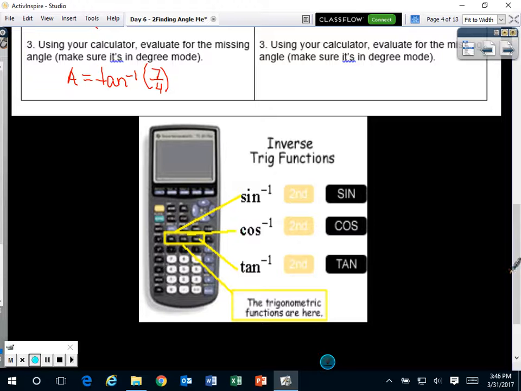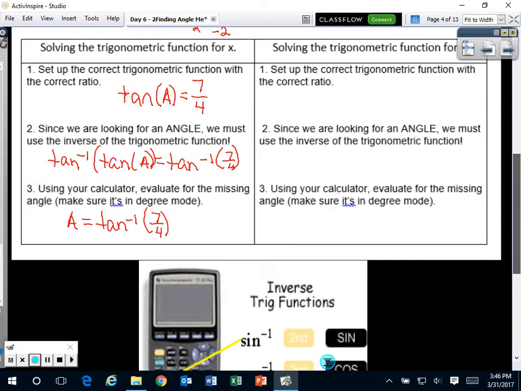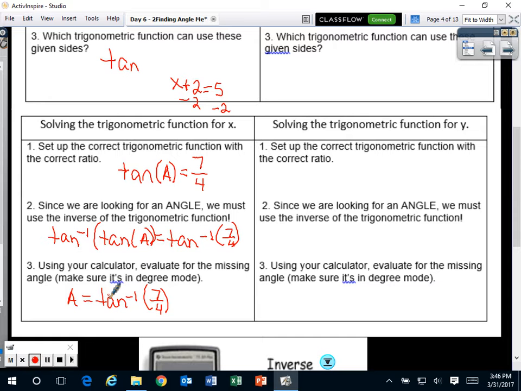So once you do that, you're going to hit the second button and then the tangent button, and then type in 7 divided by 4, and you'll get our answer, which is angle A is equal to 60.2 degrees. Since it gives me a decimal, I just went ahead and rounded to the nearest tenth. And since we're talking angle, we put a little degree symbol there, a little circle. So our angle A is 60.2 degrees. And we're done. That's how we find angle A.